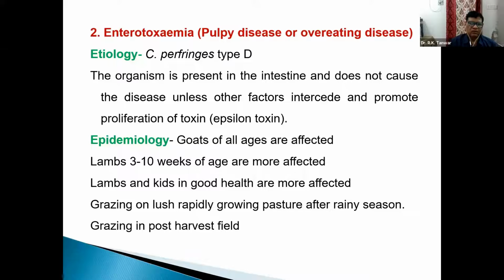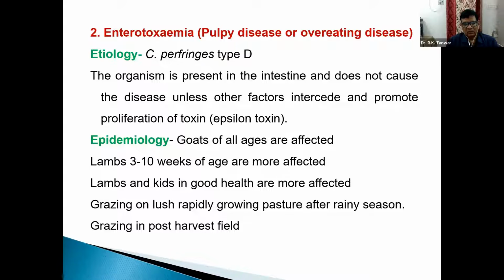Then this is also a big problem in our Rajasthan, that we have a large population of sheep and goat. Its synonym is pulpy kidney disease or overeating disease, caused by Clostridium perfringens type D. This organism is present in the intestine and does not cause disease unless other factors intercede and promote proliferation and the toxin. And this toxin is highly toxic in the sense that it damages the blood vascular system. Goats of all ages are affected. Generally, lambs 3 to 10 weeks of age are more affected.